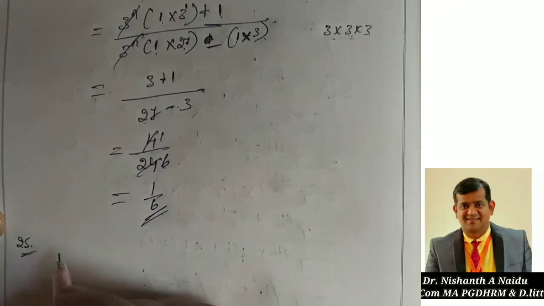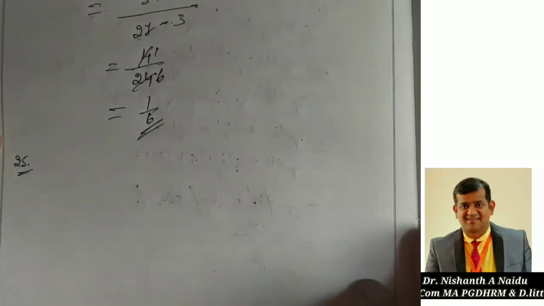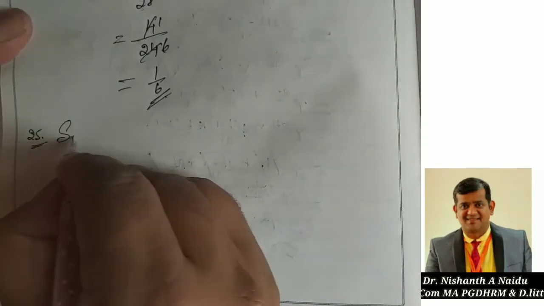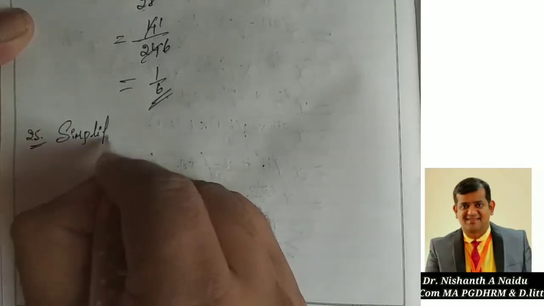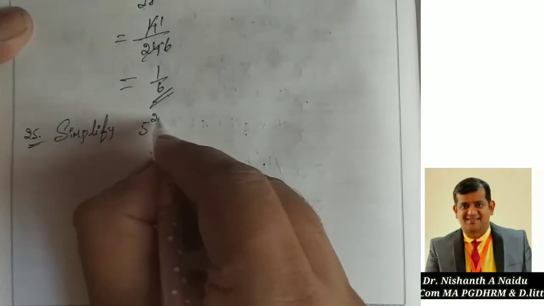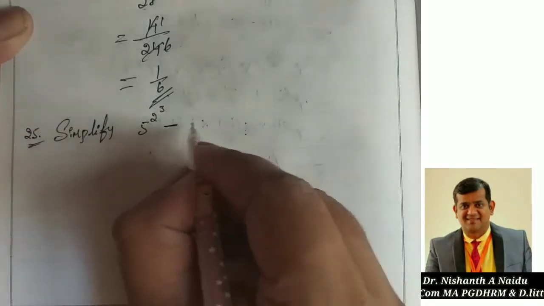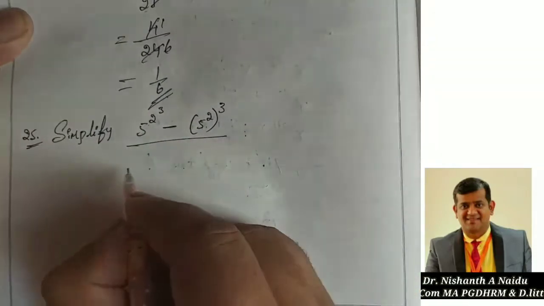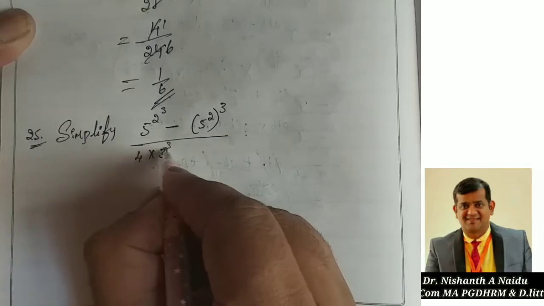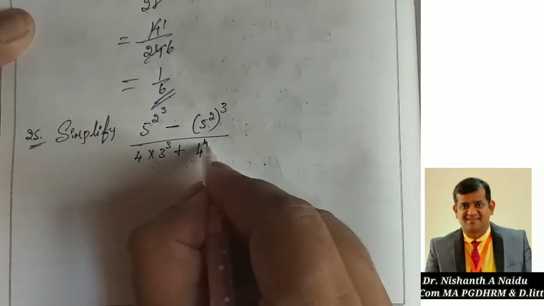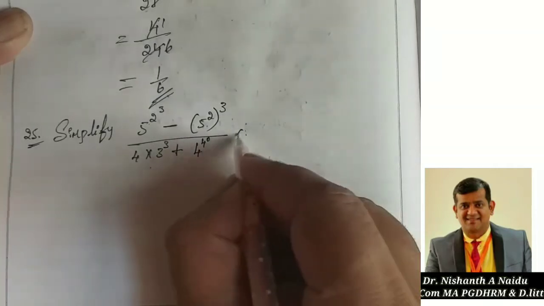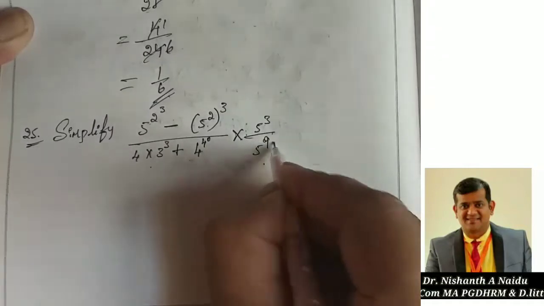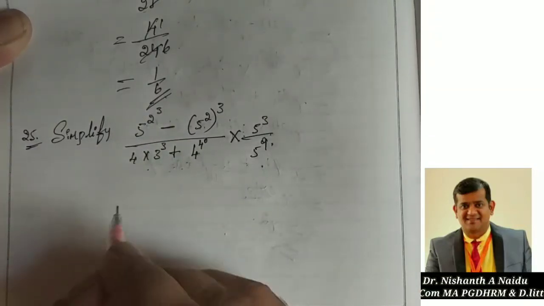And the problem says clearly, simplify (5 to the power 2 to the power 3 minus 5 to the power 2 whole power 3) divided by (4 into 3 to the power 3 plus 4 to the power 4 to the power 0) into 5 to the power 3 divided by 5 to the power 9. So this is the problem we have to simplify.